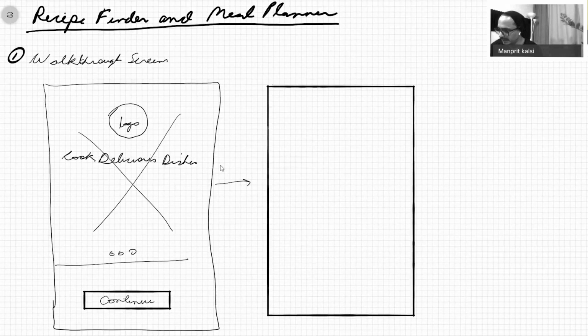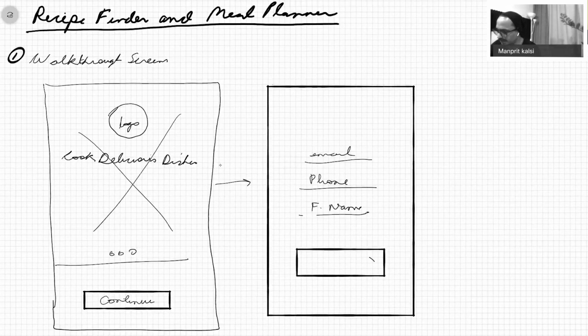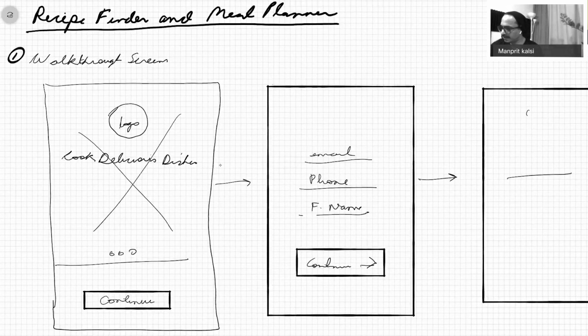So basically, we can ask them for email, phone, and name. Full name and continue. Right? So once this happens, what will happen? The OTP screen will come. So the user will have to enter some number here, the OTP, and continue.